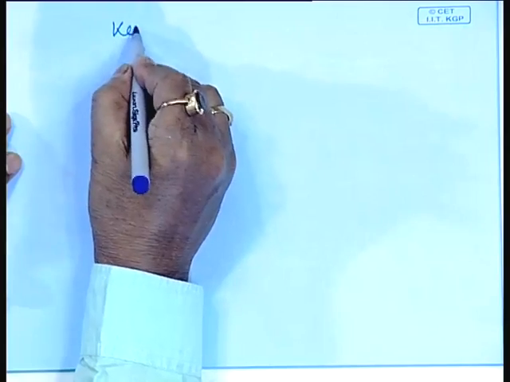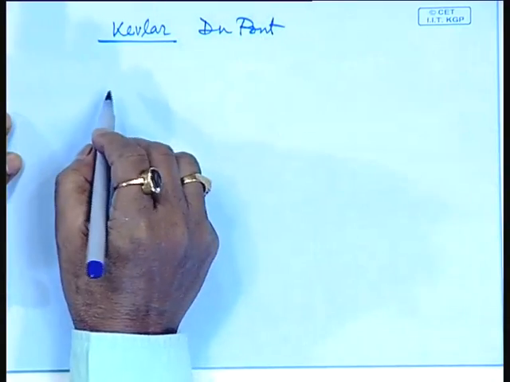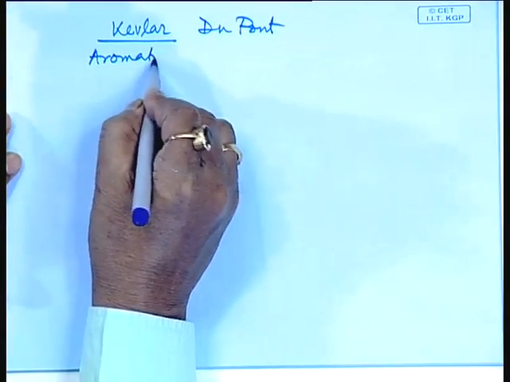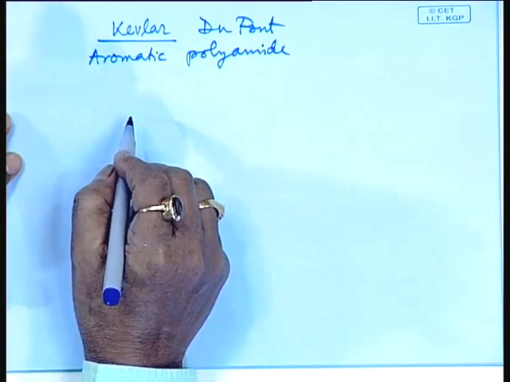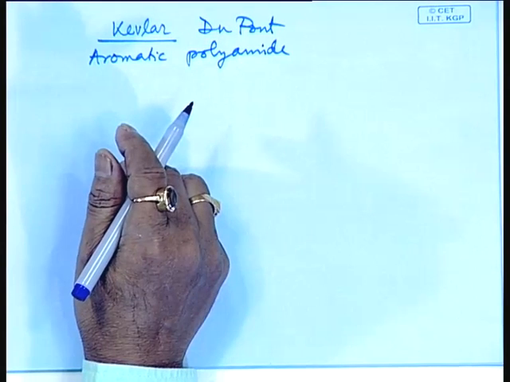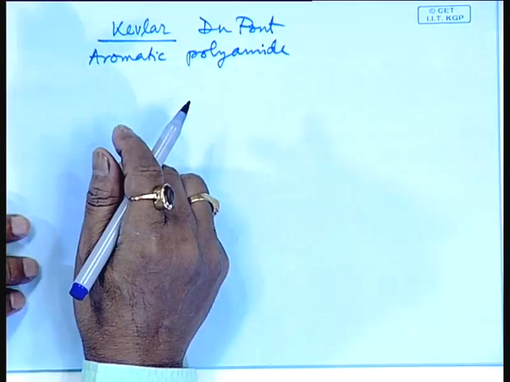One example I give you is Kevlar, used for making bulletproof jackets. It is a product of DuPont. What is Kevlar? This is an aromatic polyamide. Made of, who can say? Kevlar, aromatic polyamide.